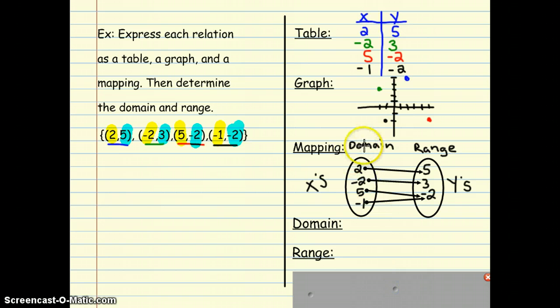Finally, our domain, which we covered when we were talking about our mapping, is 2, -2, 5, and -1. Our range is 5, 3, and -2.